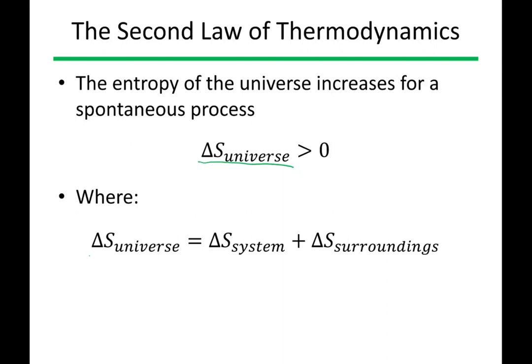And the delta S of the universe can always be defined as the delta S of the system. So this will be the specific equation that we're looking at, plus the delta S of the surroundings, and this is literally everything else. So if the system was a block of melting ice, the surroundings would be the room around it, the table it's on, the house that it's in, the planet that the house is on, and everything else except for that one little block of ice.